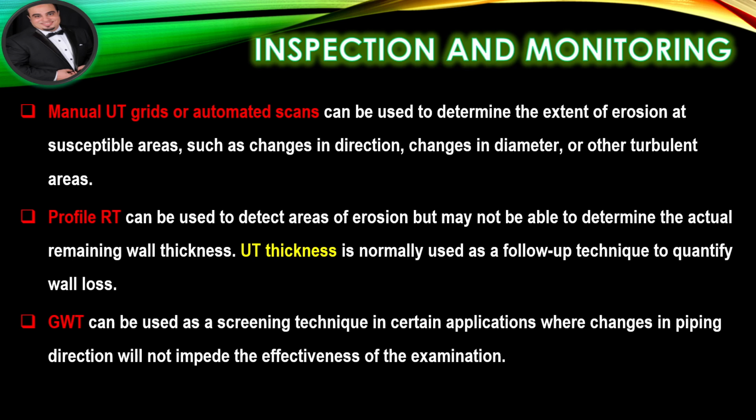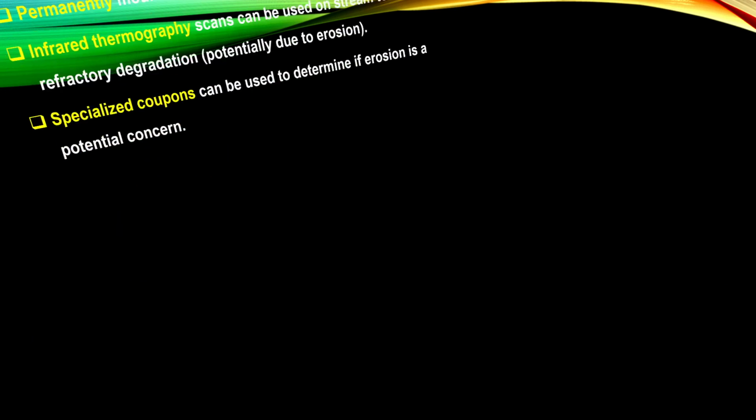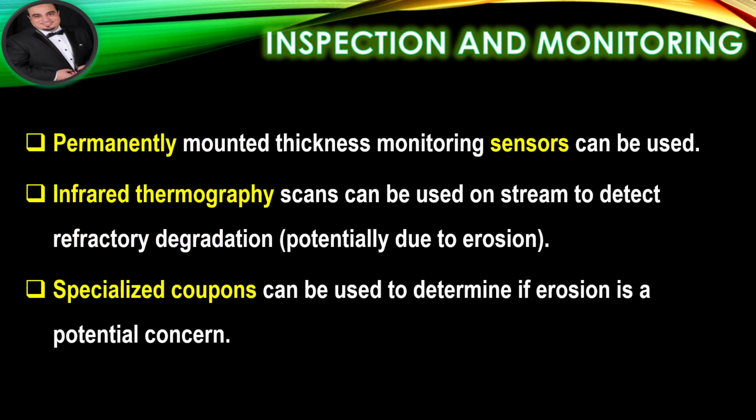Guided wave testing can be used as a screening technique in certain applications where changes in piping direction will not impede the effectiveness of the examination. Permanently mounted thickness monitoring sensors can be used. Infrared thermography scans can be used on stream to detect refractory degradation, potentially due to erosion. Specialized coupons can be used to determine if erosion is a potential concern.